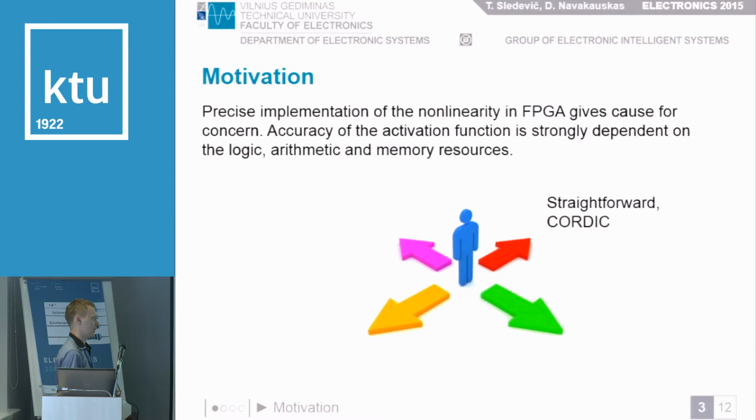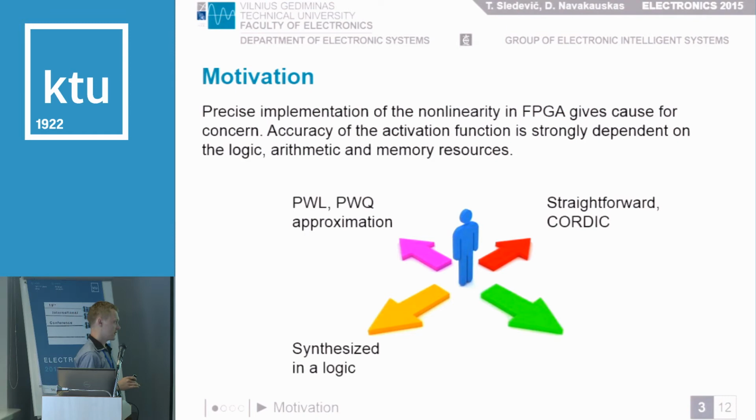Possible nonlinear function implementations: one is a straightforward or quadratic recursive algorithm. It consumes much of the arithmetic resources of the FPGA and increases the latency. The second group is the piecewise linear or piecewise quadratic approximation. It is not accurate, and also requires arithmetic resources and memory. We can also synthesize the nonlinear function into logic, but it requires much more logic resources and is not so accurate.